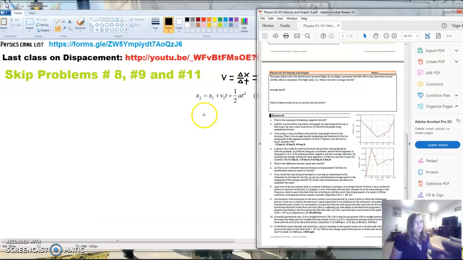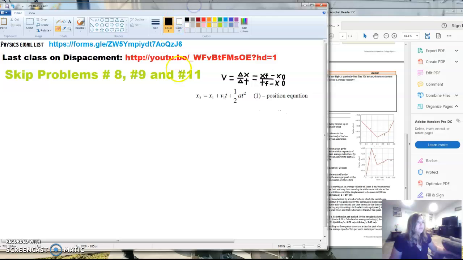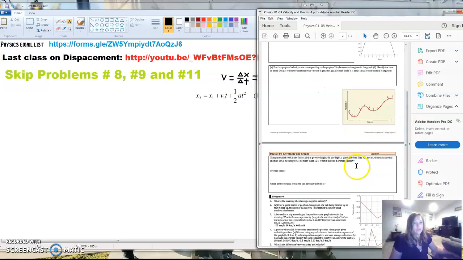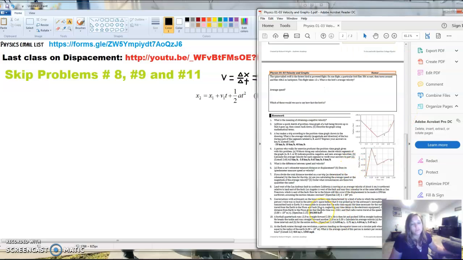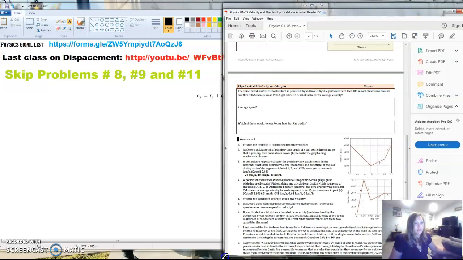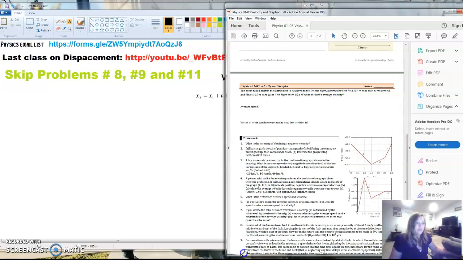Alright guys, so let's look at some of those homework problems. On this particular worksheet, I want you to skip problems 8, 9, and 11. I think you can do them. I think they're pretty good problems, but they're really rather complicated calculations in my opinion. You're going to have to use scientific notation to get the answer, so I think the numbers are a little bit too big. Go ahead and try them if you want to.